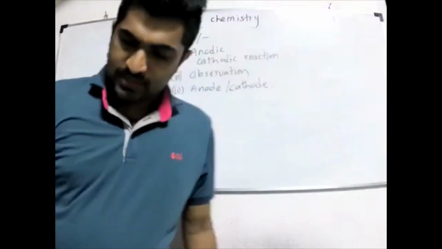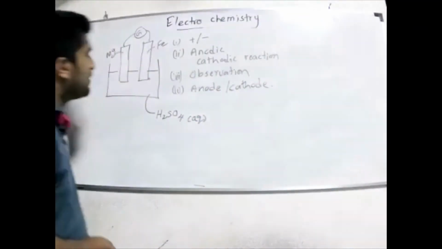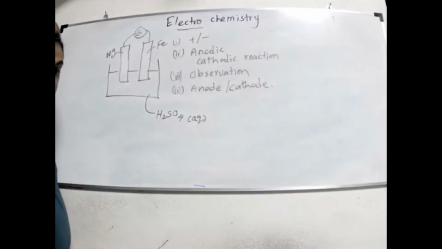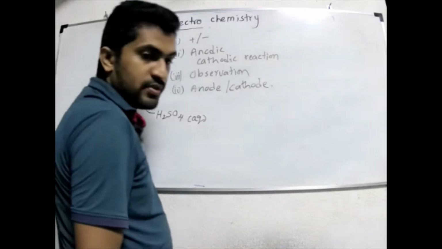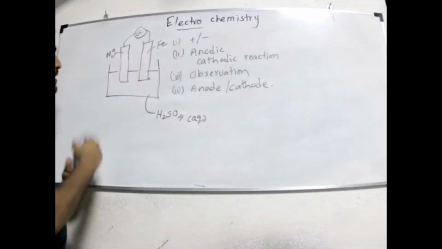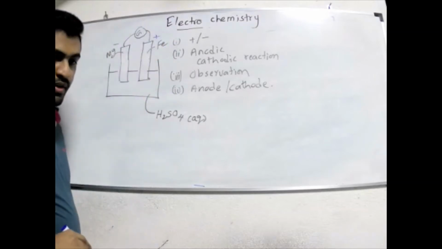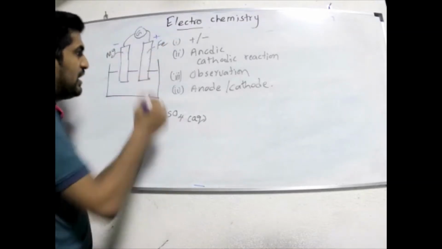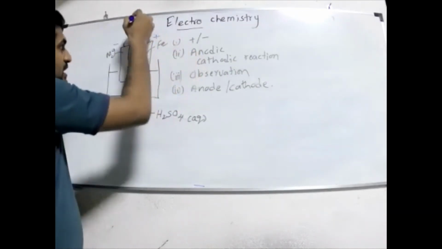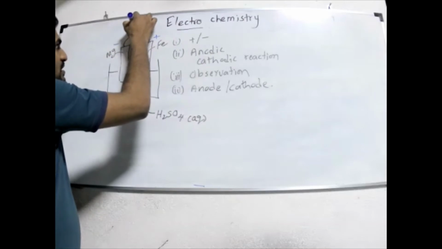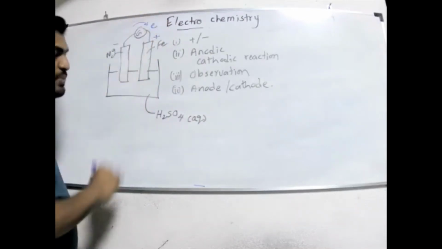Okay, let's discuss this. Which one is going to oxidize? The one in the upper level, magnesium. Magnesium is oxidizing, therefore this is minus, this is plus. If someone asks what is the direction of electron flow, electrons are flowing from minus to plus. This is the direction of electron flow.